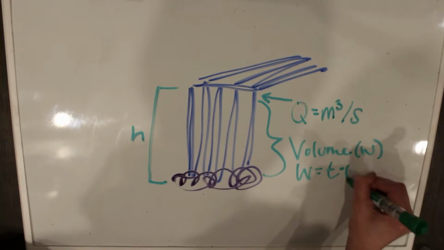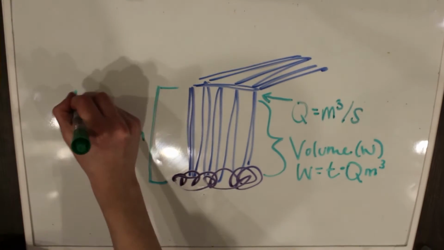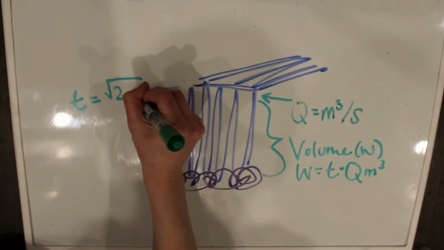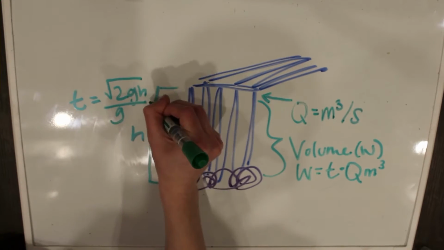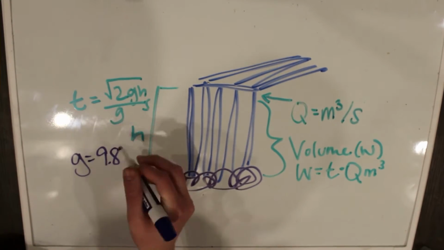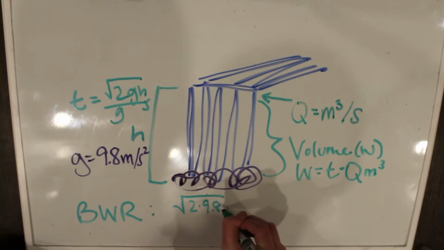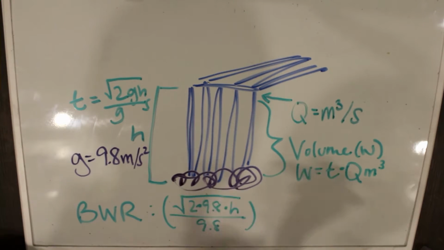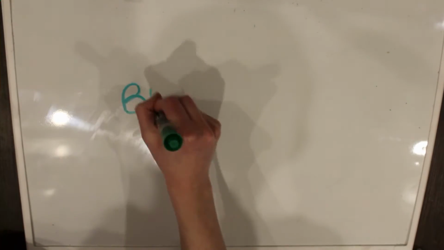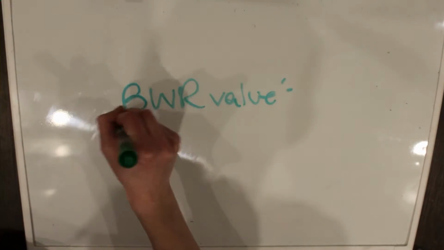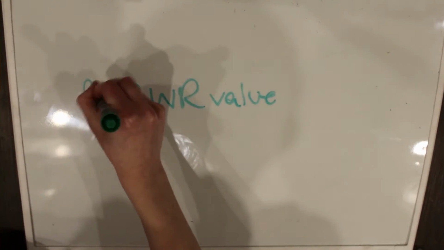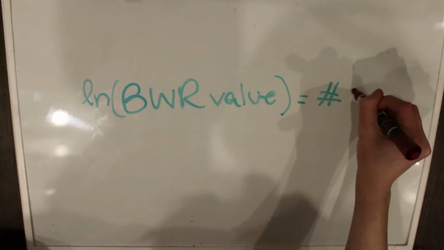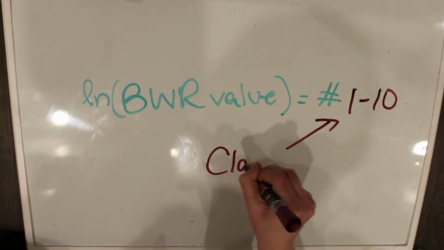fall from height h. This time, in seconds, can be determined by taking the square root of 2 times gravity times the height all over gravity, where gravity is 9.8 meters per second squared, of course since we're on Earth and not Mars. To determine a waterfall's Beisel waterfall rating, you simply take the natural log of the volume you just found. The answer that results will be a number between 1 and 10. Rounding up to the nearest whole number will give you the waterfall's class.